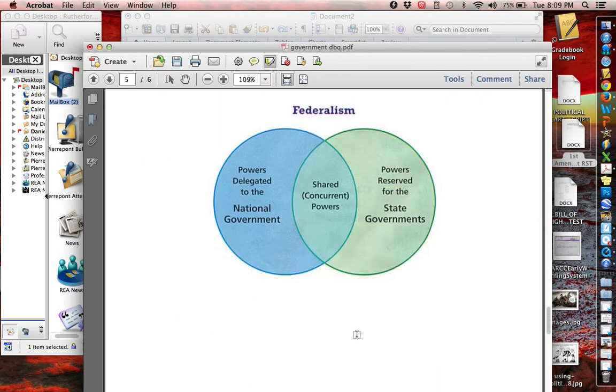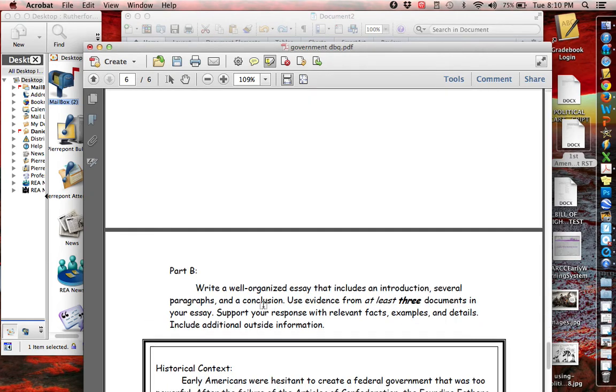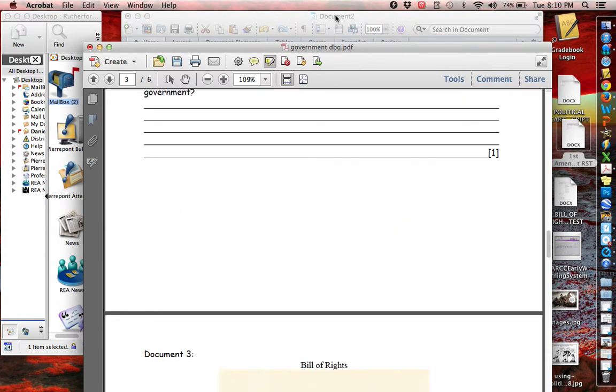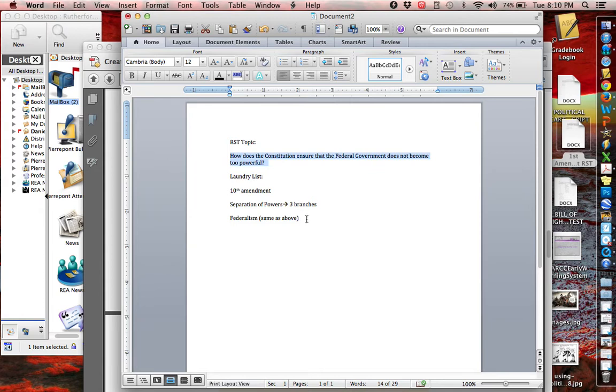The idea of federalism, again, talking about shared powers. See right here in the middle. There are powers delegated to both sides, but then there are powers that are shared. That ensures that the federal government, or the national government, does not have all the power. It's shared amongst both. So those are just some documents. Let's go back to the Word document here.